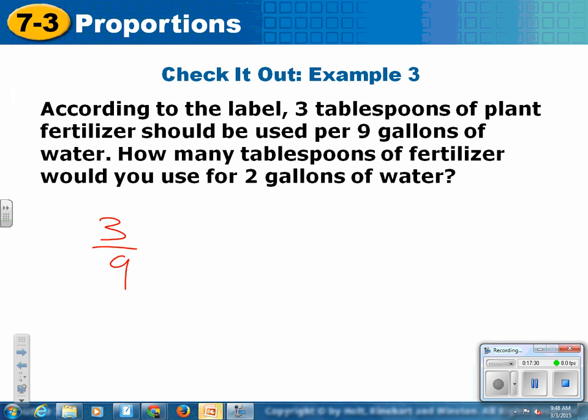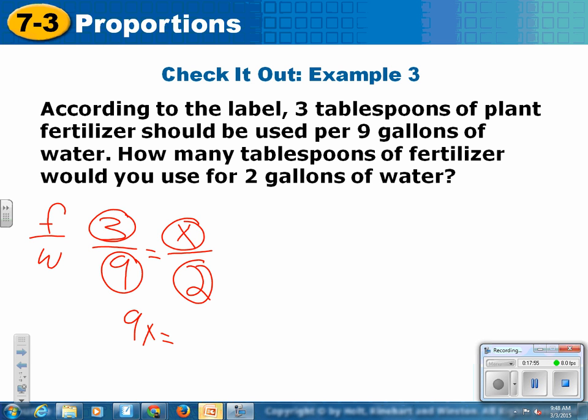You have 3 to 9. So I decided to have fertilizer on top and water on the bottom. And then it says how many for 2 gallons of water. So we put a 2 on the bottom because we're talking about the water on the bottom. And then whatever variable I want to choose, I'll choose x. Then I got to multiply. This times this, it's 9x, equals this times this, which is 6. Divide by 9, x equals 2/3 tablespoons, capital T.